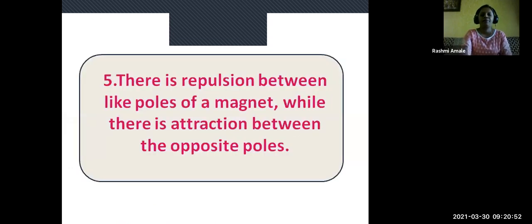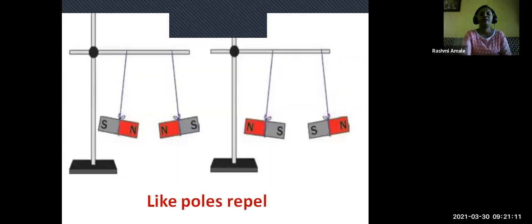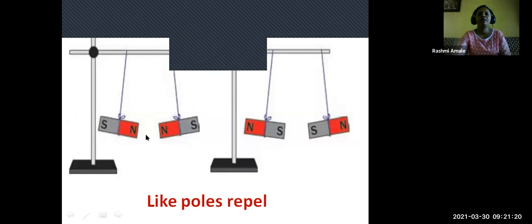Now, next characteristic, number 5. There is repulsion between like poles of a magnet, while there is attraction between the opposite poles. So this is also another important characteristic of a magnet. So here you can see like poles repel. Repel means they go away from each other. See here, on the left hand side, you can see north and north. When they are brought close to each other, they are repelling. Like means what? Same type of poles. North, north. So when they are brought close to each other, they are going away. That means they are repelling.